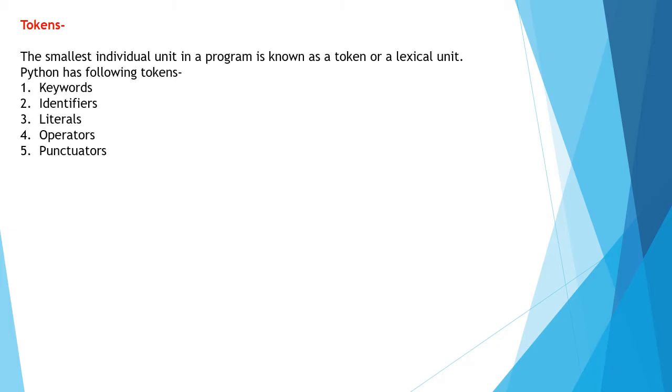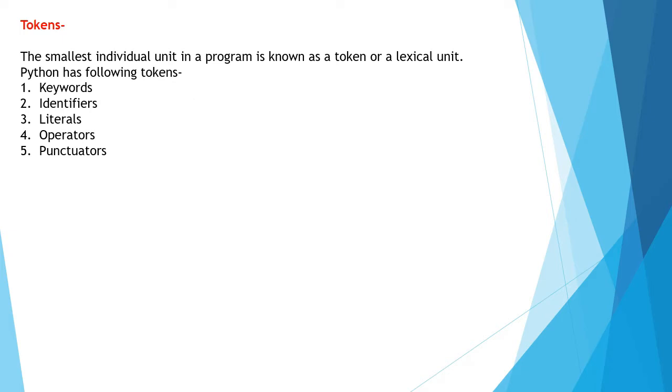Like if you are building a house, the bricks are the building blocks of that house. Basically, whatever the programming language, it is built up of some building blocks, and those are known as tokens. So let's see what tokens are. The smallest individual unit in a program is known as a token, and it is also known by the name lexical unit. So if the name given is lexical unit or token, you don't have to be confused. Both terms are similar.